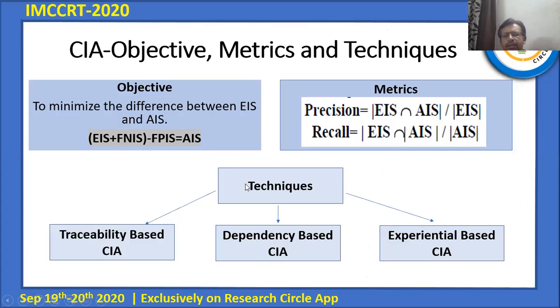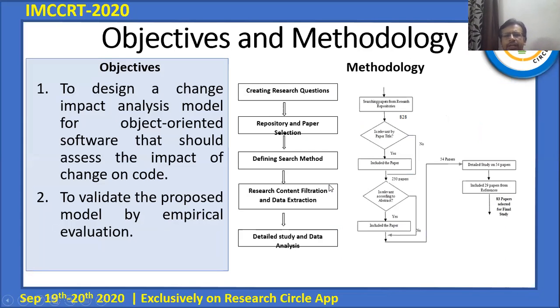Now, there are several techniques of change impact analysis, like traceability based CIA, dependency based change impact analysis, and experiential based CIA. And to evaluate all these techniques and approaches, there are two most widely used metrics called precision and recall, which are based on these two sets. So the objective of our approach is to design a change impact analysis model for object-oriented software that should assess the impact of change on code, and then to validate the proposed model through empirical evaluation.